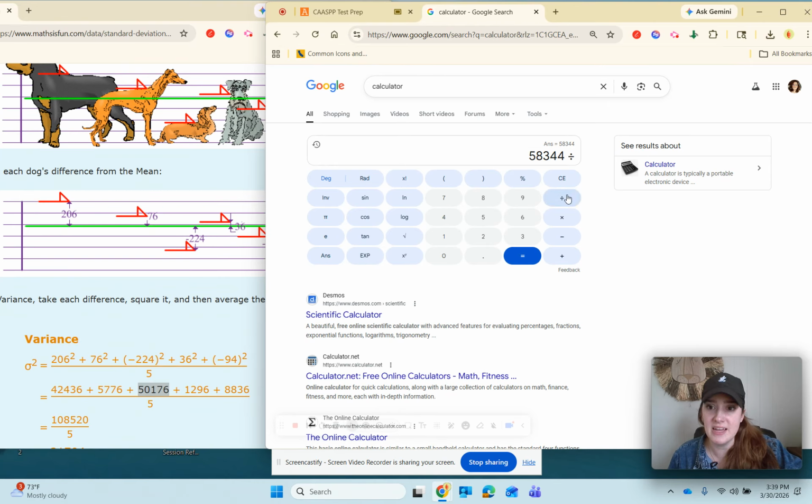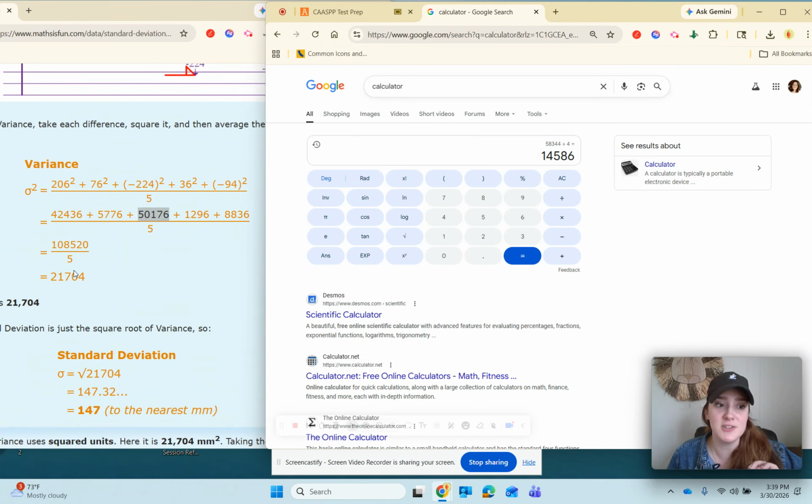We're going to take that and divide it by 4, because now we have a new average. I removed the corgi from the mix. We're looking at what's happening without the corgi. That gives us our variance. But to find the standard deviation, we need to take the square root of that. So the square root of 14586 is going to give us 120.